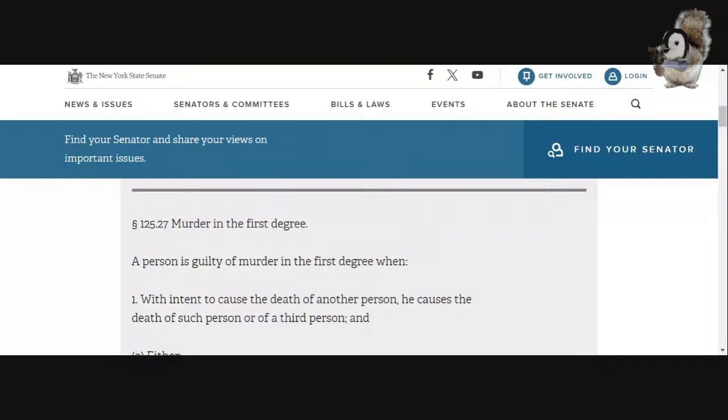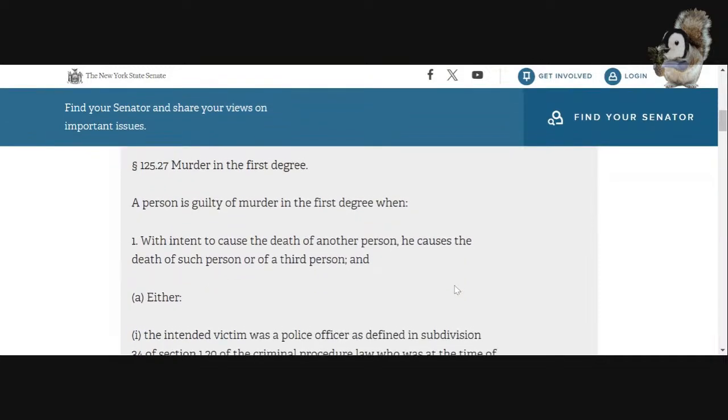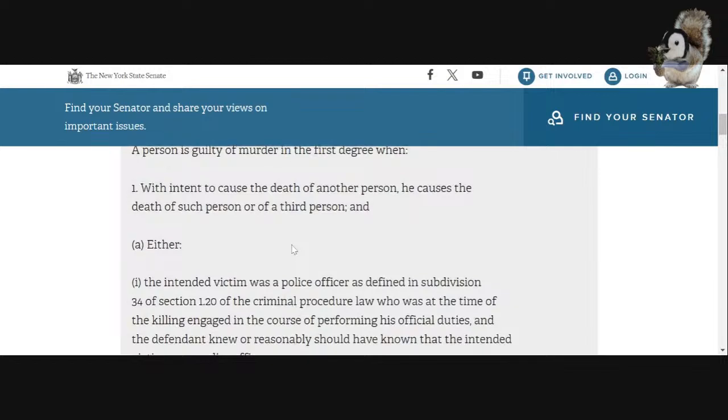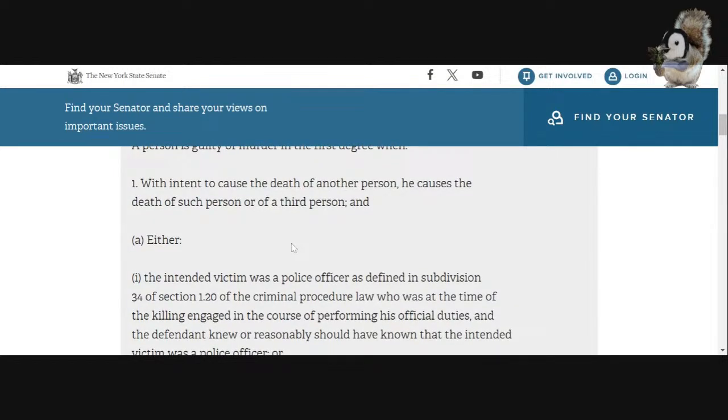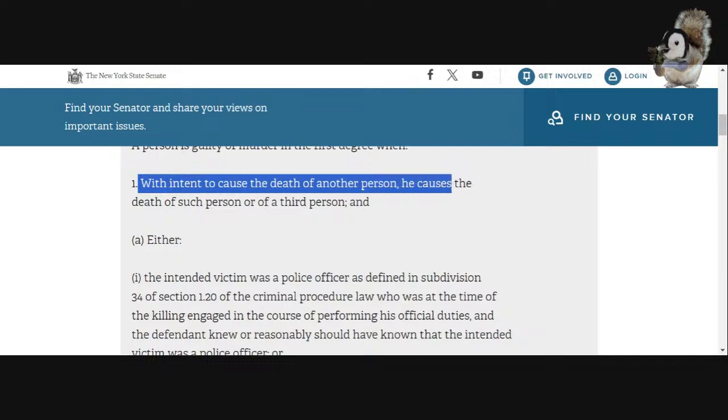Okay, so again, this is New York State. Murder in the first degree. A person is guilty of murder in the first degree when, 1, with intent to cause the death of another person, he causes the death of such person or of a third person. Now, the "of a third person" is interesting. I think what they're saying there is that if you intend to cause the death of one person, but you cause the death of somebody else, like maybe you kill the wrong person, but that's the first element, okay?